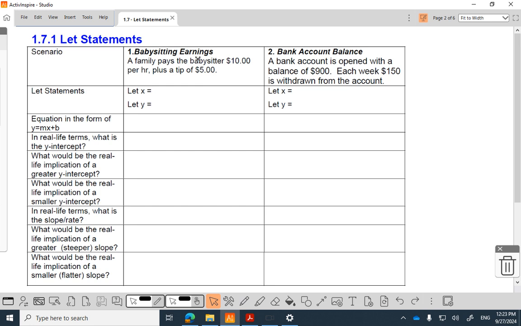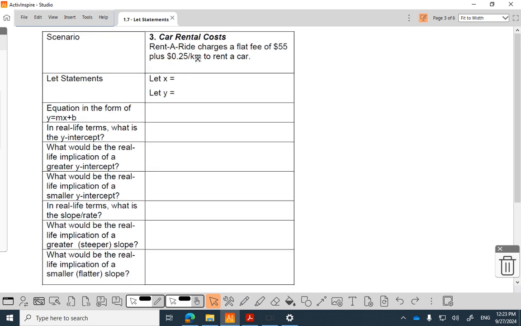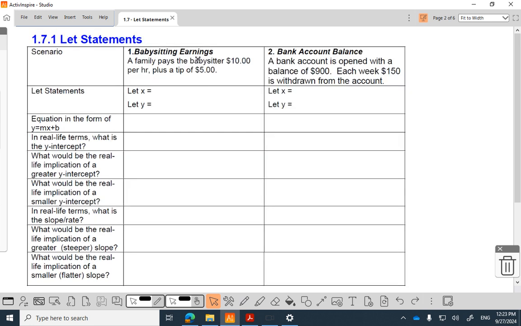Let statements. Two different scenarios right off the hop. I know you've got a third different scenario. It's just on a separate page for me. Okay, first scenario, babysitting earnings. A family pays the babysitter $10 per hour, not bad, plus a $5 tip. So they get the $5 regardless, okay? And then it immediately jumps into let statements.